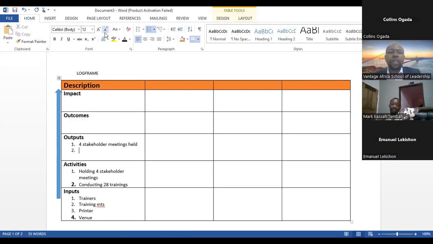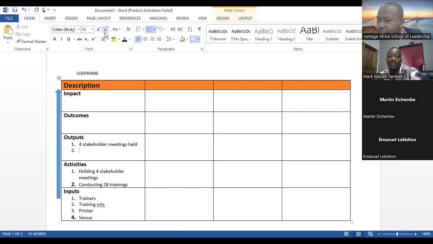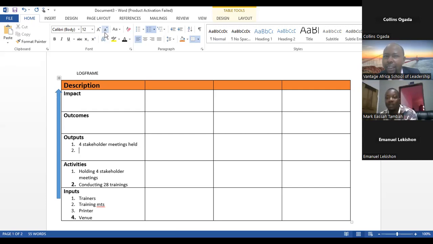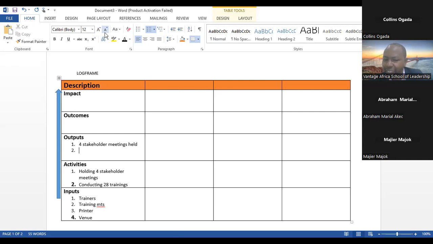What do you think would be the output for the second activity? Trainees were certificated upon the conduct. Certificated, okay. Almost there. Martin: The direct output would be 28 trainings conducted. Perfect.